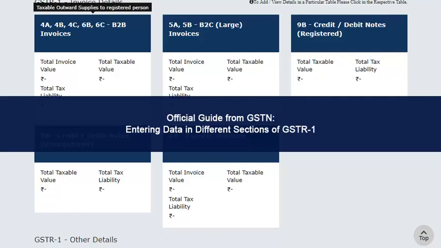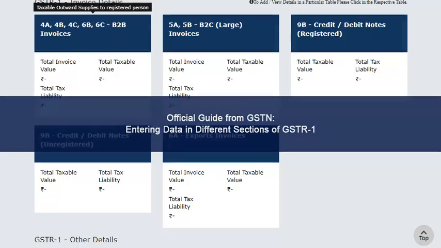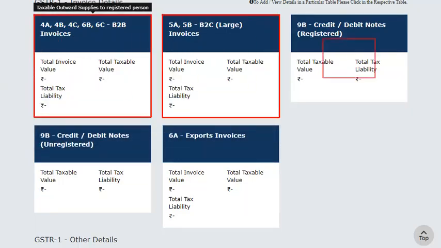This video familiarizes you with the different sections of GSTR-1 in which data has to be furnished. As stated in the GSTR-1 Return Overview video, the sections can be broadly grouped into two categories. In one category, invoice level details have to be furnished, whereas in the other category, summary level information has to be furnished. The first group has 5 tiles.